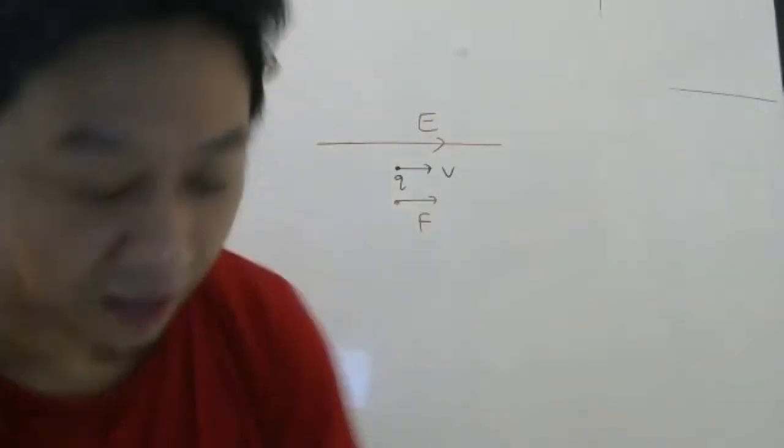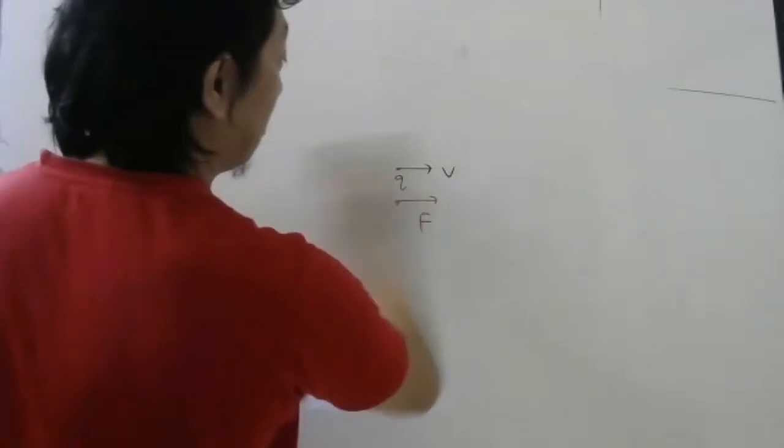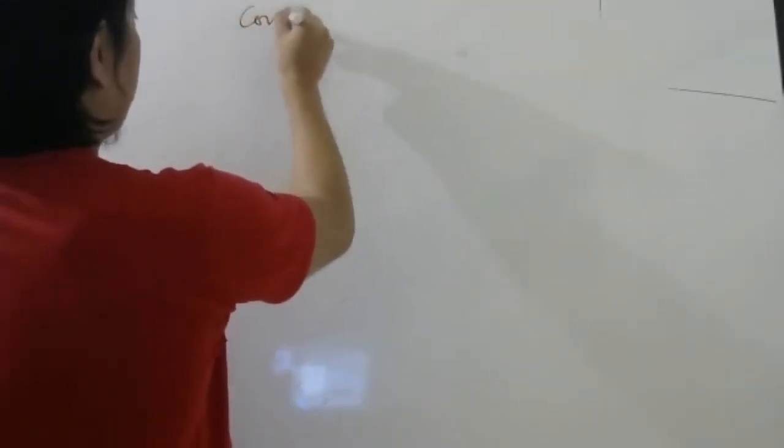So please remember, electric field can change the speed. Magnetic field cannot change. Okay. So keep that in mind, because if you don't remember that, this cyclotron understanding will not happen. So let us see the construction.